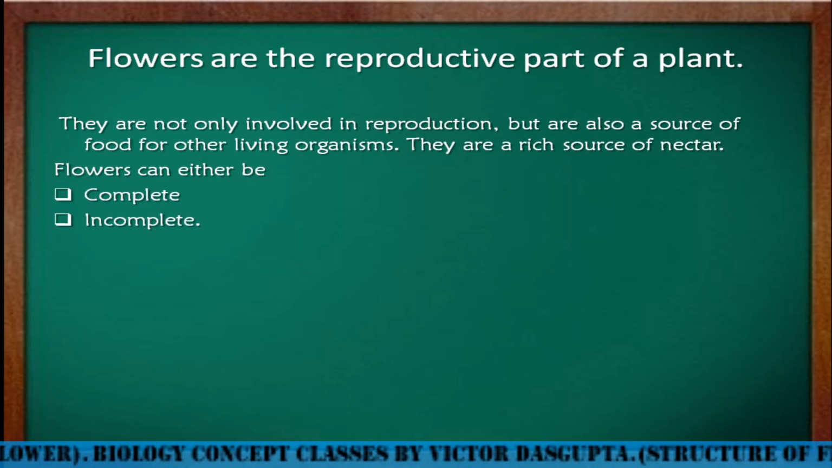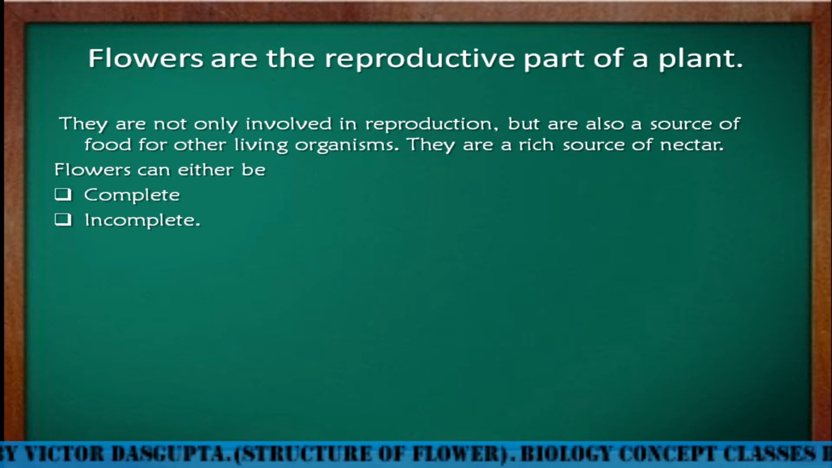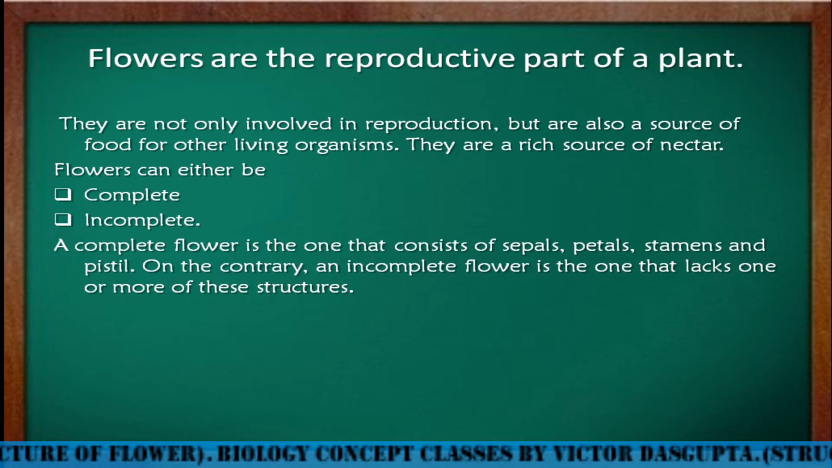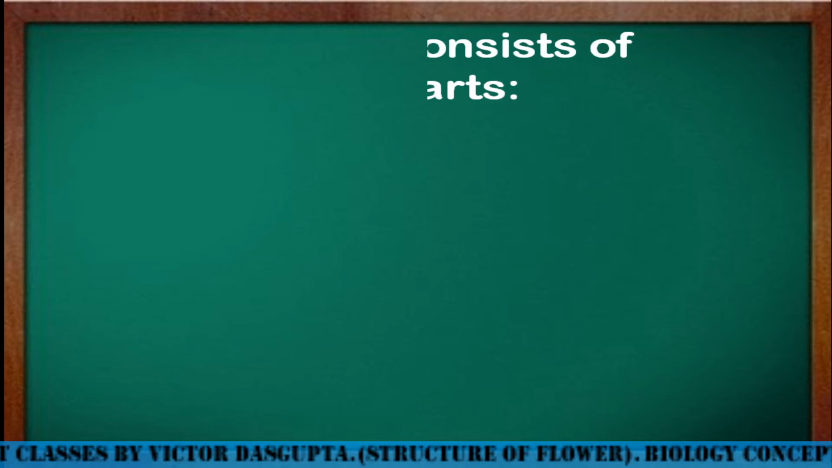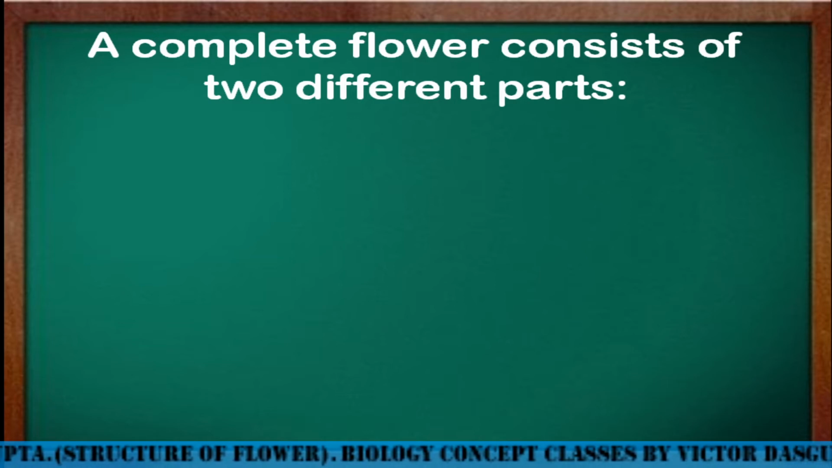Now what is the meaning of complete flower? If the flower has all the whorls, meaning stamen, pistil, calyx, corolla, if all these whorls are present in a flower, it will be termed complete. If any one of them is missing, it will be termed incomplete. Now we will see a complete flower and what the parts of it are.